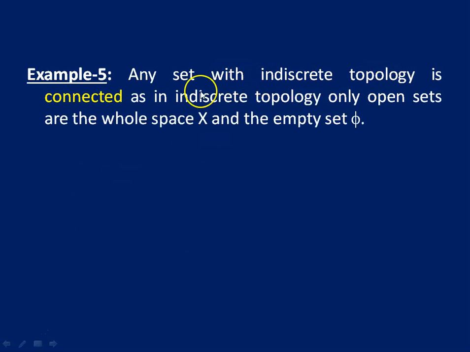Any set with indiscrete topology is connected, because in the indiscrete topology the only open subsets are the whole space and the empty set. So we cannot find two non-empty proper open subsets of X whose union is the whole space. So the space is connected, because we don't have a separation in the case of a set having indiscrete topology.